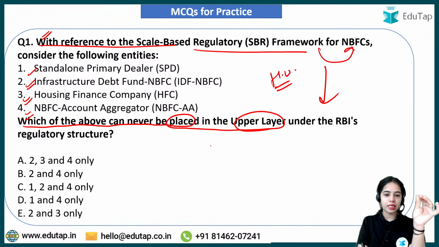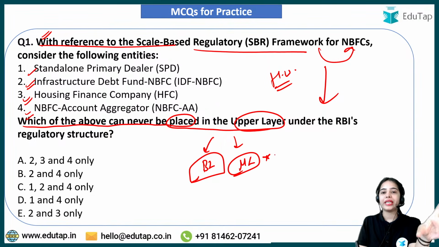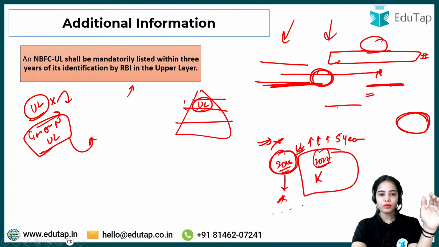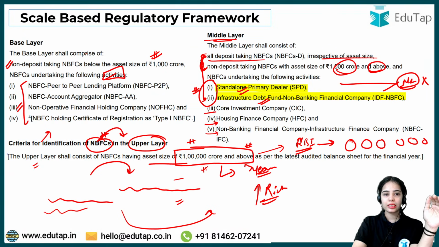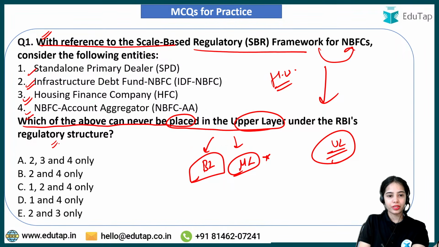So remember this, that there are specific NBFCs that will always come in the base layer. There are specific NBFCs that will always come in the middle layer only. They cannot be placed in the upper layer. If you have understood these base layer and middle layer criteria clearly, then you will be easily able to answer which of the above can never be placed in the upper layer under the RBI's regulatory structure.